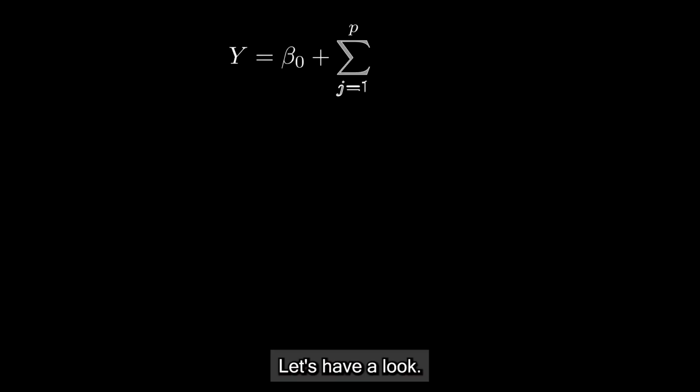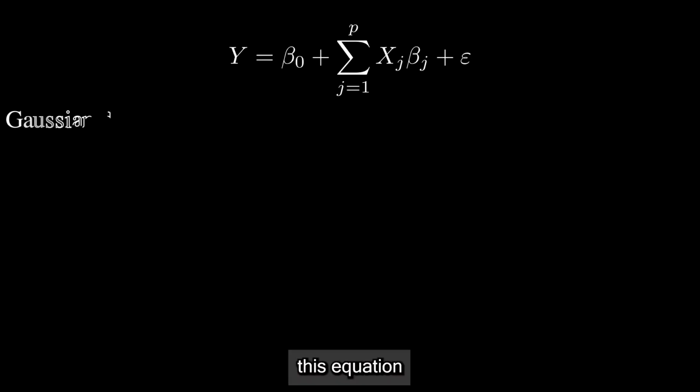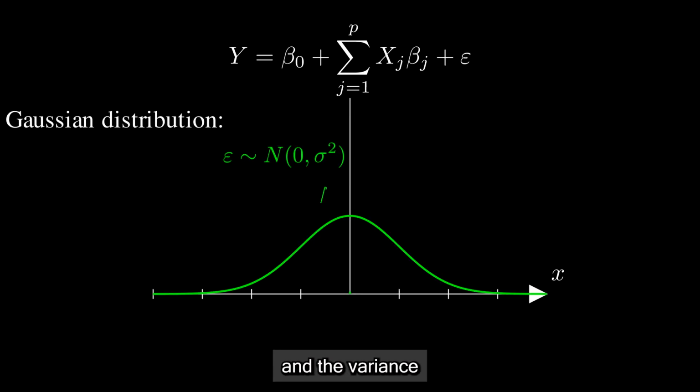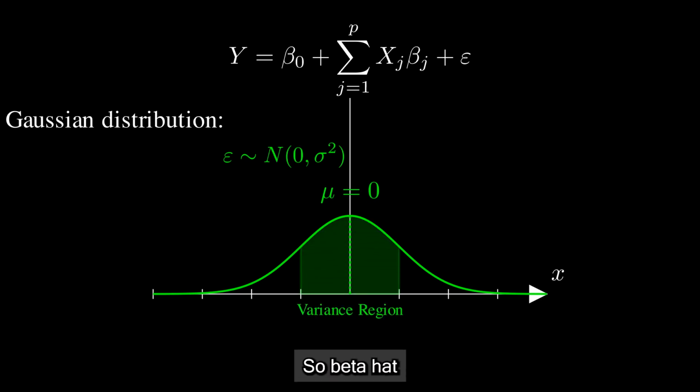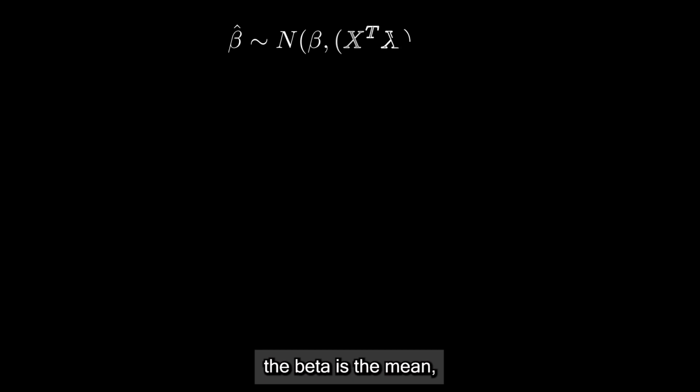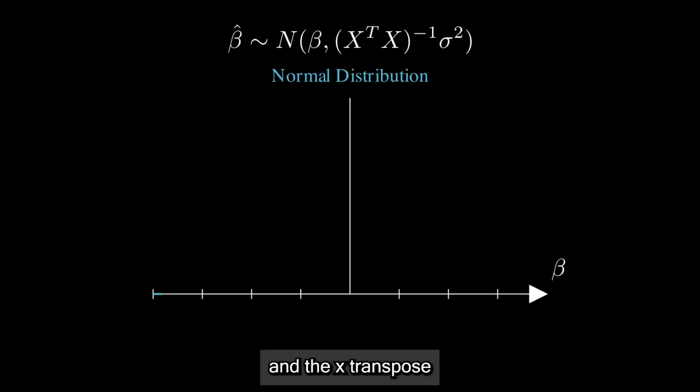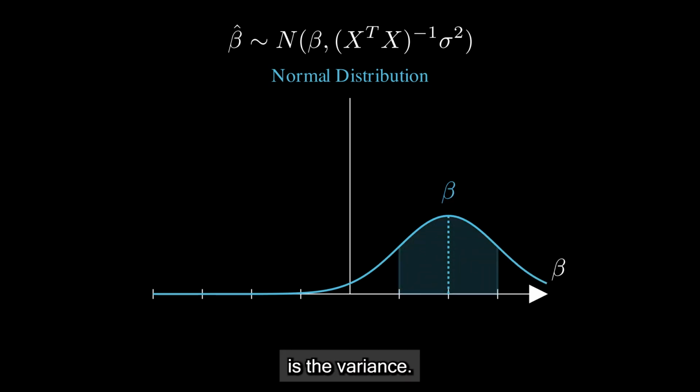Let's have a look. First, we start with this equation. The noise is Gaussian noise with zero mean and variance sigma squared. So beta hat follows the normal distribution in which beta is the mean, which is the true value of beta, and (X transpose X) inverse times sigma squared is the variance.